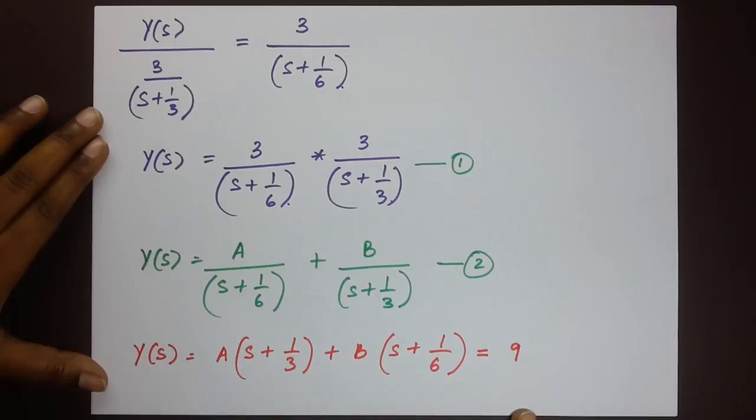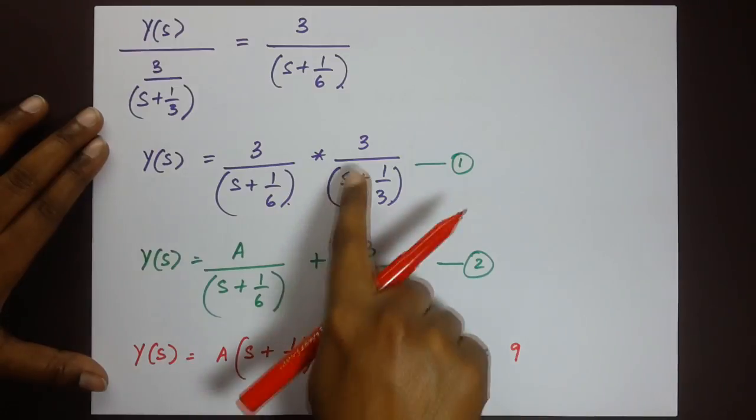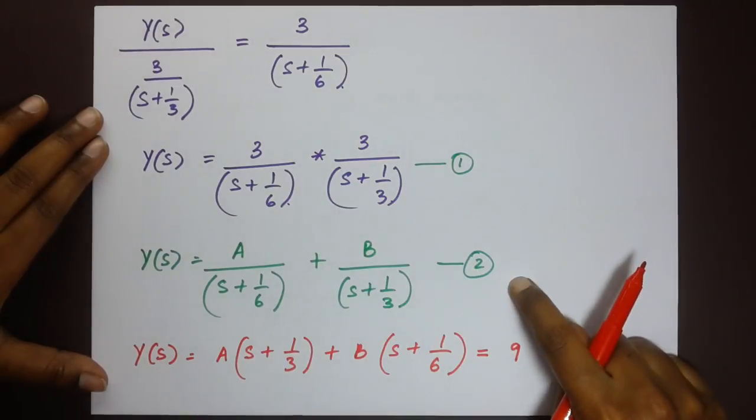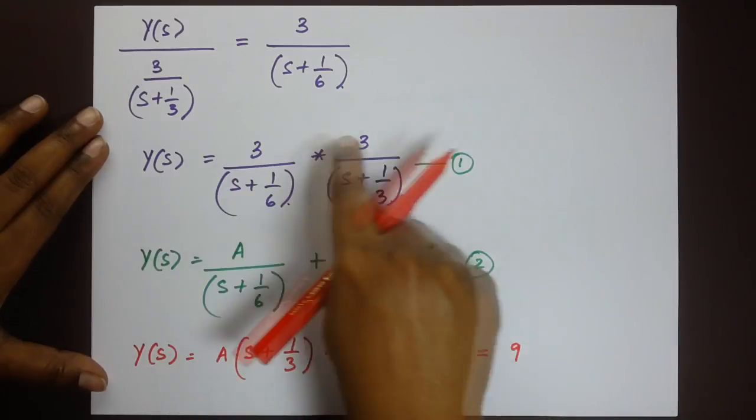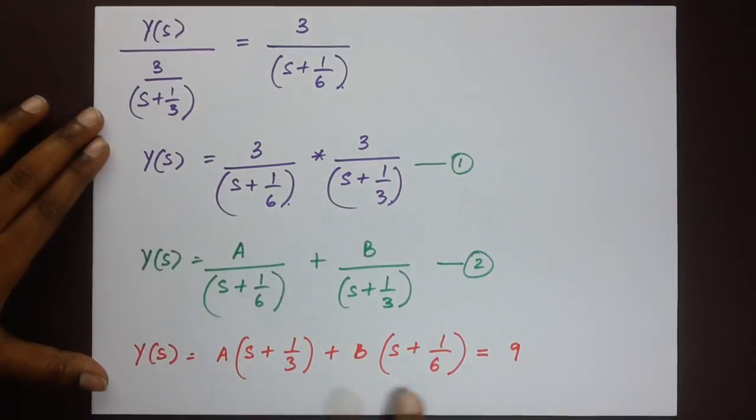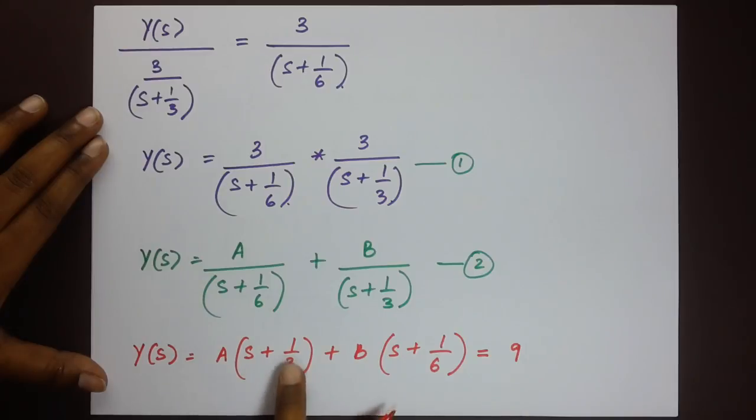I hope you're following what I'm doing here. We are equating 1 and 2. If we cross multiply, in other words, we are just equating the numerators of 1 and 2. So we have A into s plus 1 by 3, plus B into s plus 1 by 6, is equal to 9. Now we open up the brackets and let's see what we get.